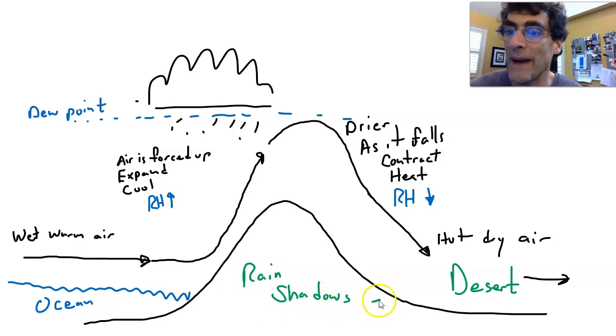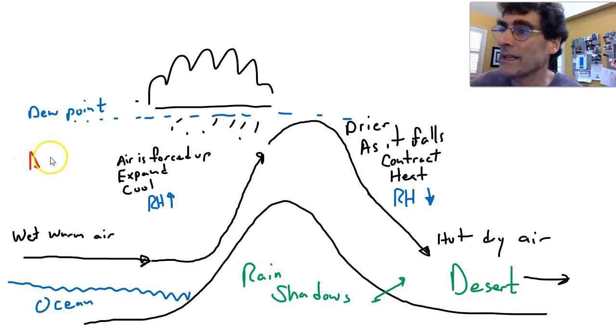So this side of the mountain is in a rain shadow. It just doesn't rain there. Now, for it to rain, maybe the winds would have to switch, or something very strange has to happen. So here's just another example of adiabatic heating, right?